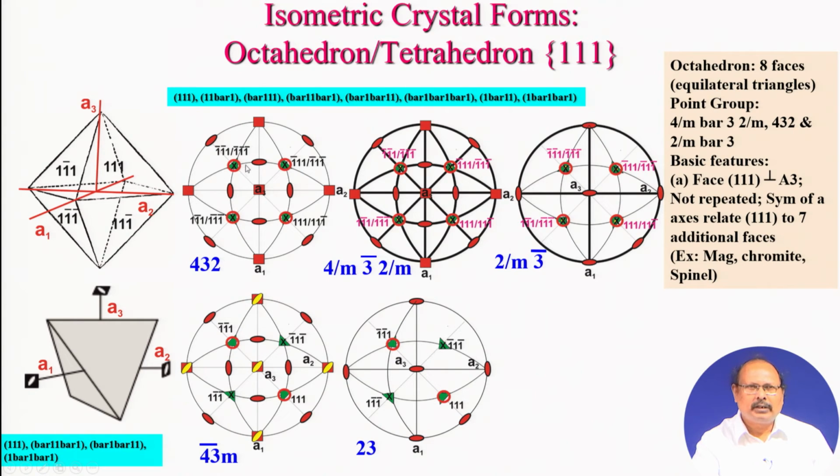What will be the nomenclature of this phase here? It lies in the negative direction of the A1 axis, negative direction of the A2 axis. So, it will have a nomenclature of bar 1 bar 1 1, and this is the one which lies in the negative direction of the A2 axis and the positive direction of the A1 axis. So, its nomenclature will be 1 bar 1 1.